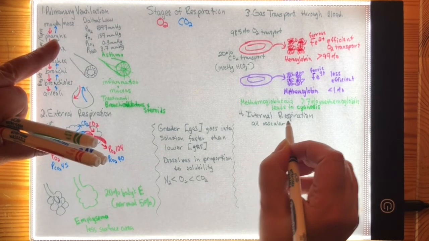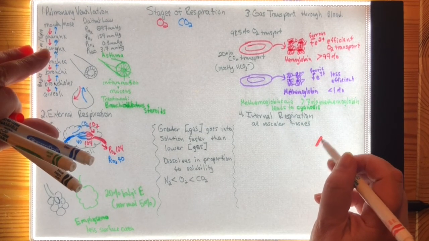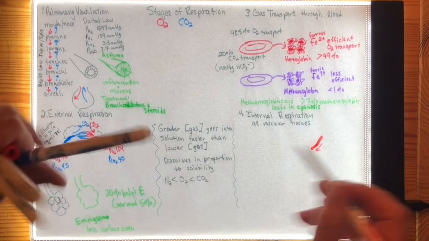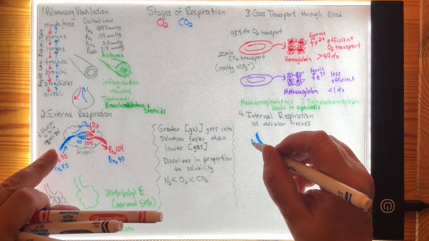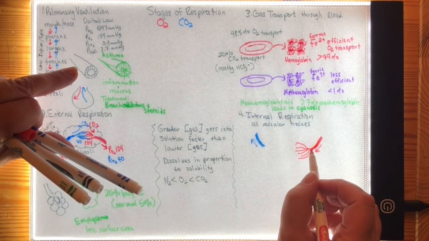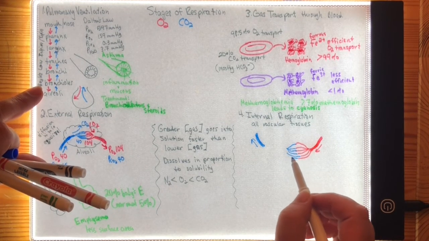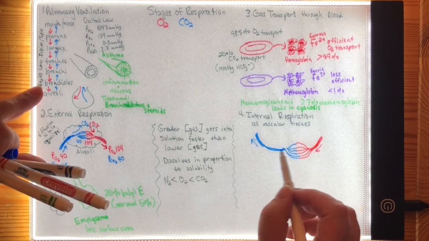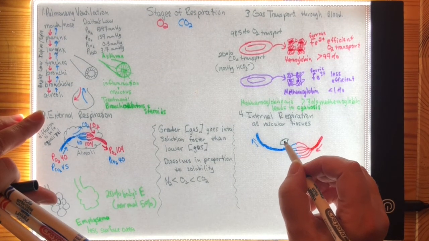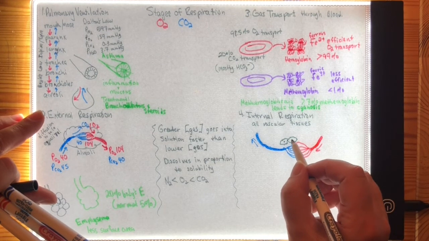Right, let's move on to our last stage of respiration, which would be internal respiration. All of your vascular tissues are going to be receiving oxygen this way, and even avascular tissues will eventually, through the interstitial fluid, be receiving oxygen this way and releasing carbon dioxide this way. So what happens in internal respiration is the exchange at the level of the tissues. External respiration was the exchange at the level of the alveoli. Internal respiration is exchange at the level of the tissues.